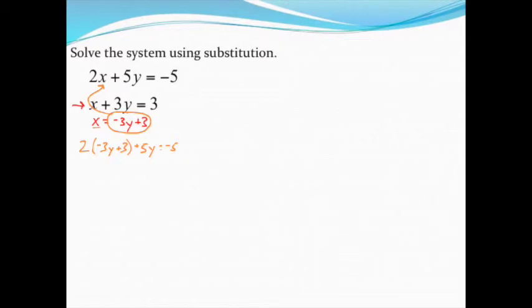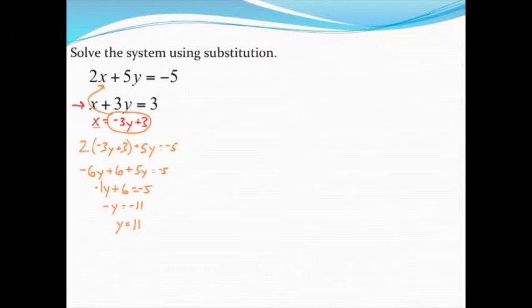So I'm going to go ahead and distribute, so negative 6y plus 6, and then plus 5y equals negative 5. And let's just kind of proceed from there. So I'll combine some like terms and get negative 1y plus 6 equals negative 5. I'll subtract a 6, so I have negative y, or negative 1y, equals negative 11, and then divide by negative 1. So y must be 11. Hooray, we got our first variable.